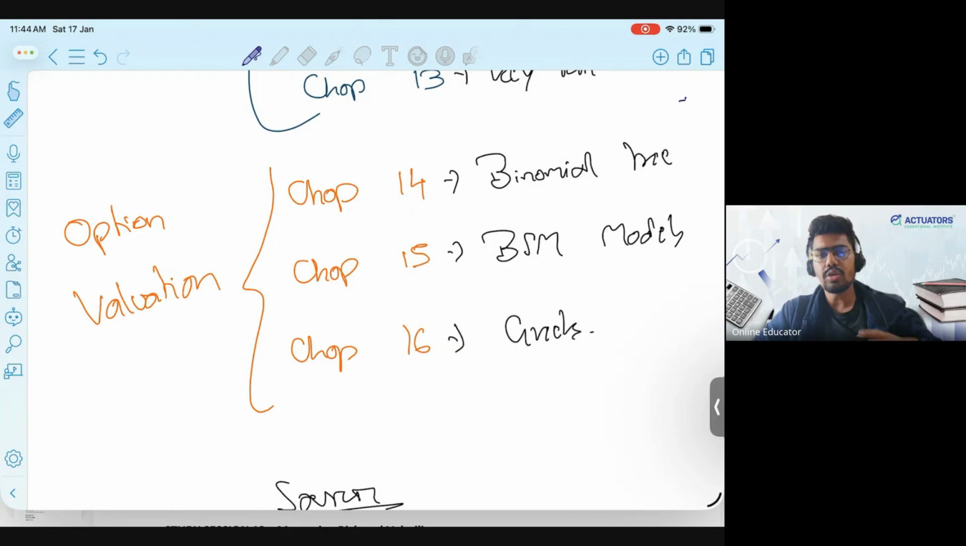Now, when you buy a call option, you are predicting that prices are going to increase, and I lock in the price today. Suppose there's a stock A whose price is ₹50 currently.